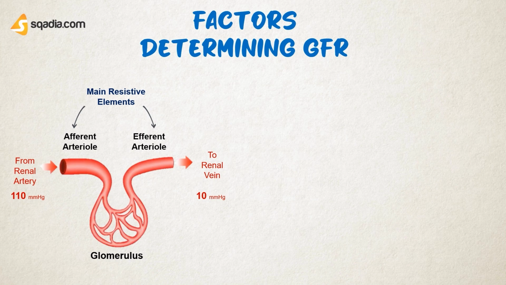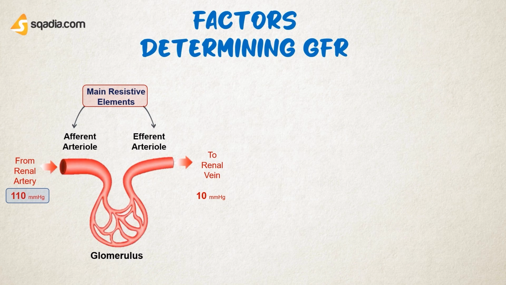Now the glomerular capillaries are flanked between the afferent and efferent arterioles. And these arterioles are the main resistive elements within this renal vasculature. As we know, whenever the resistance increases, pressure is lost in overcoming this resistance. The blood that enters the kidneys from the renal arteries has a relatively high hydrostatic pressure of approximately 110 millimeter of mercury.